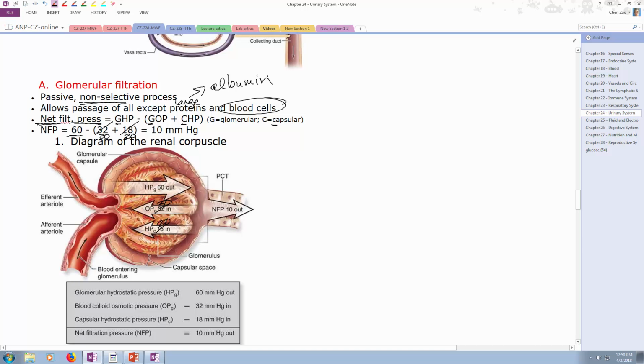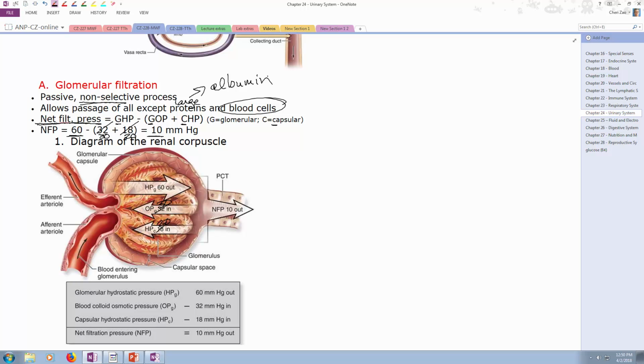And I just do this for convenience. These are easier to remember, I think, than 32 and 18. Maybe now you'll always remember 32 and 18 because I've done this. But the osmotic pressure of the glomerulus is 30, and the back pressure of the capsule is 20. So our filtrate is formed with only a net filtration pressure of 10 millimeters of mercury.